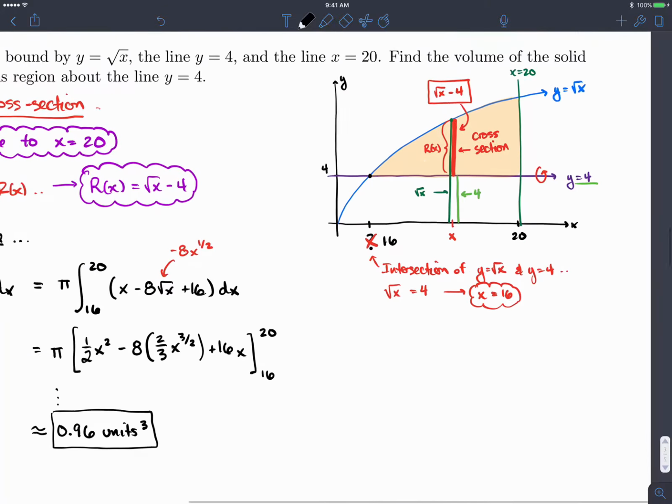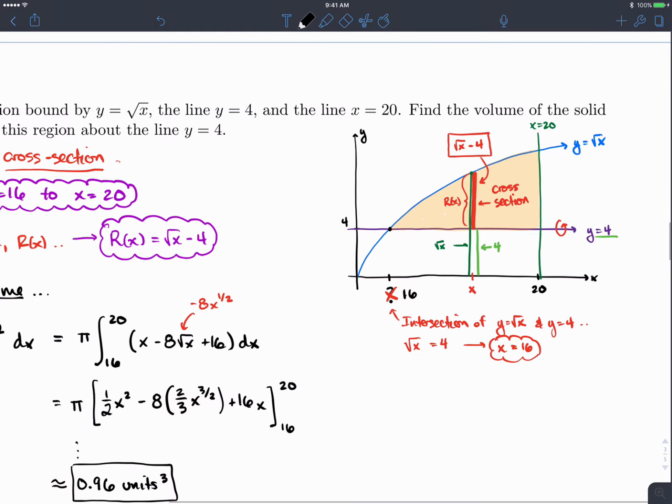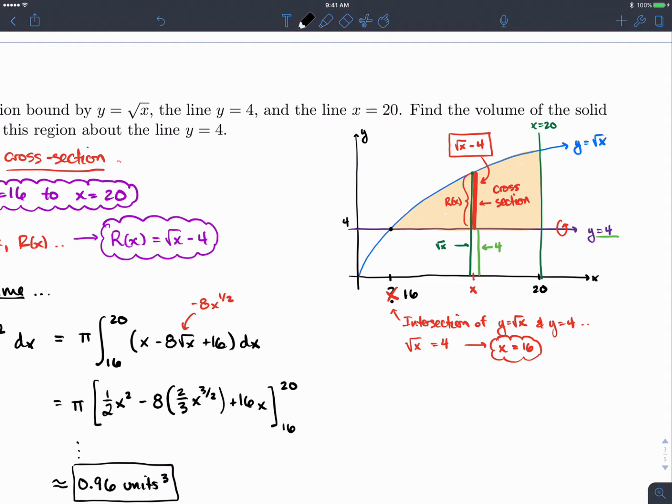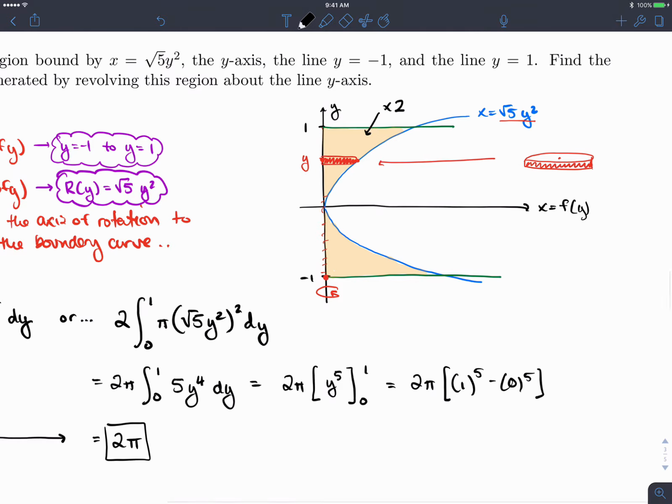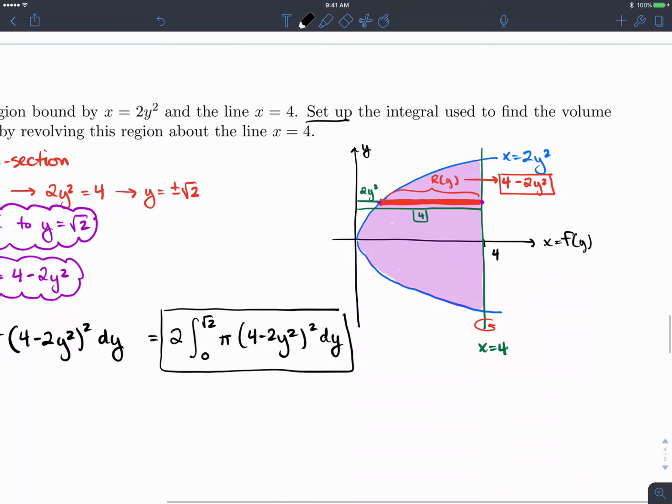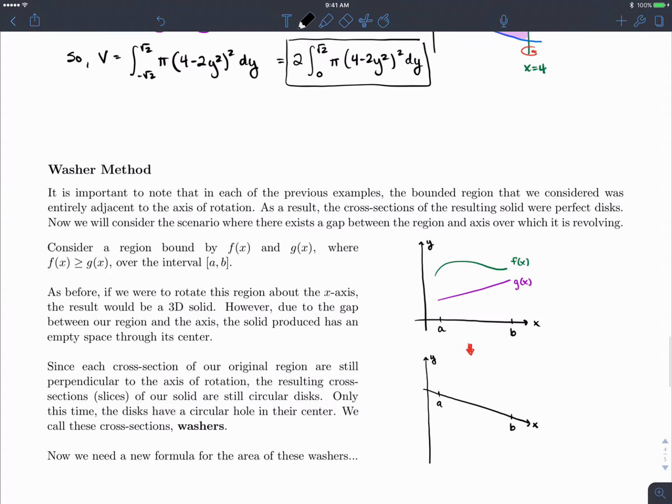In the second one, the region we were rotating was entirely adjacent to the line y equals 4, no gaps. There's a gap between the x-axis and it, but that's not what we were rotating it around. Even when we did vertical axes, perfectly adjacent to the axis of rotation, no gaps. Perfectly adjacent to the axis of rotation, x equals 4, no gaps. The result in this case is that each one of those solids of the cross sections were perfect discs. They were solid, there were no holes or anything like that, perfect circular discs.